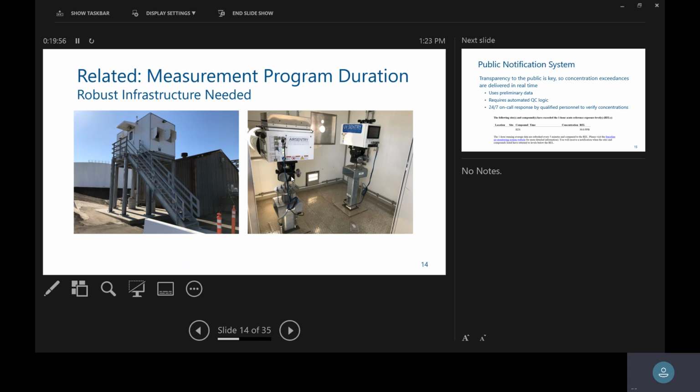Some of the types of infrastructure you're talking about: the one on the left is elevated because of the topography, in order to get a clear beam path. And here you see these pretty good sized pillars for stability of the open path instruments. And again, that's the alignment question. And these, of course, have to be sufficiently robust to last for the duration. So no Home Depot sheds.